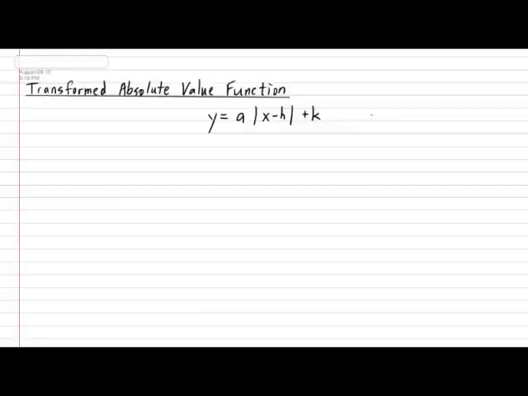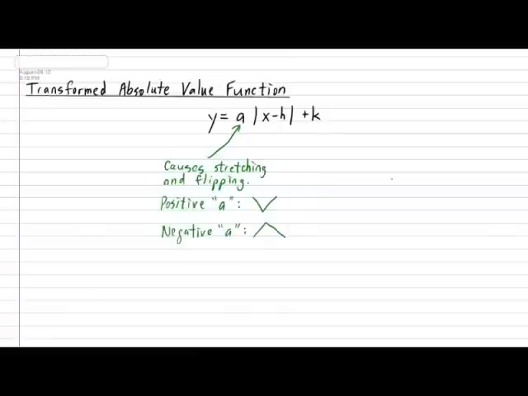Sometimes there could be a b value inside the absolute value expression, but we'll learn how to deal with the presence of the b value in another lesson. Let's focus on the most relevant, being a, h, and k. First, let's deal with how the variable a affects the overall shape of the absolute value function. The value of a causes some stretching and flipping to happen.